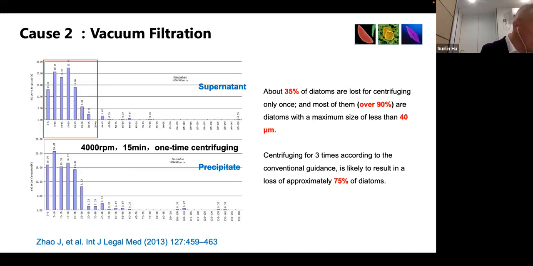The second cause behind the high sensitivity is vacuum filtration. According to our experiments, about 35% of diatoms are lost for centrifugation at 4,000 RPM per time. The routine process of centrifugation for 3 times is likely to result in a loss of approximately 75% of diatoms.